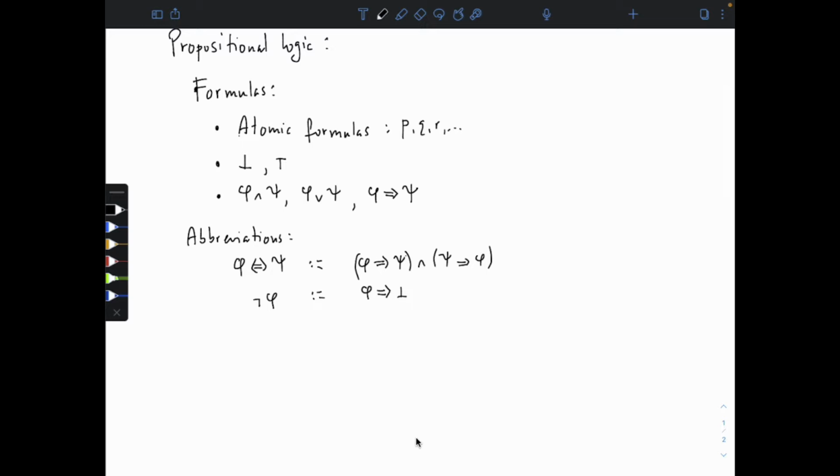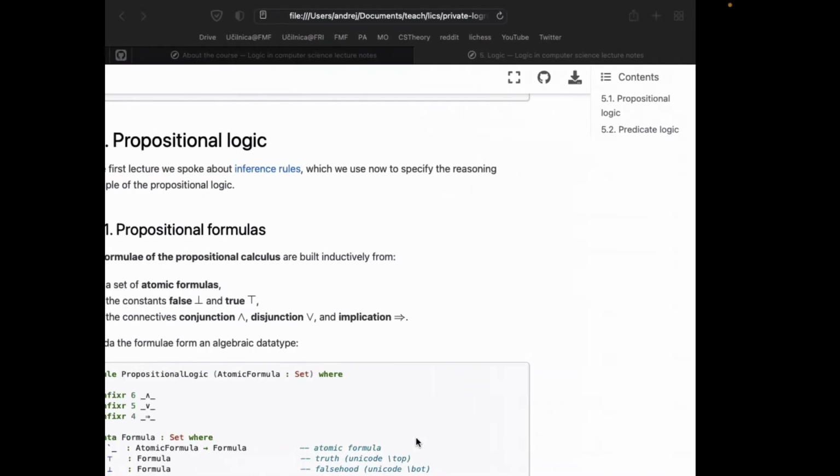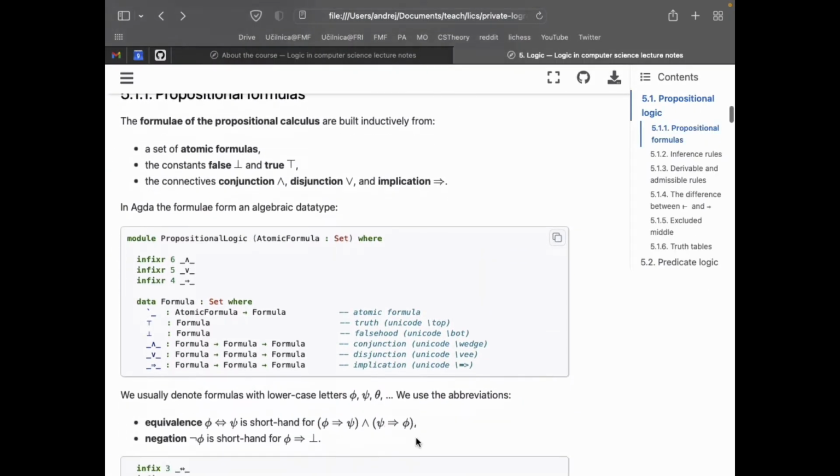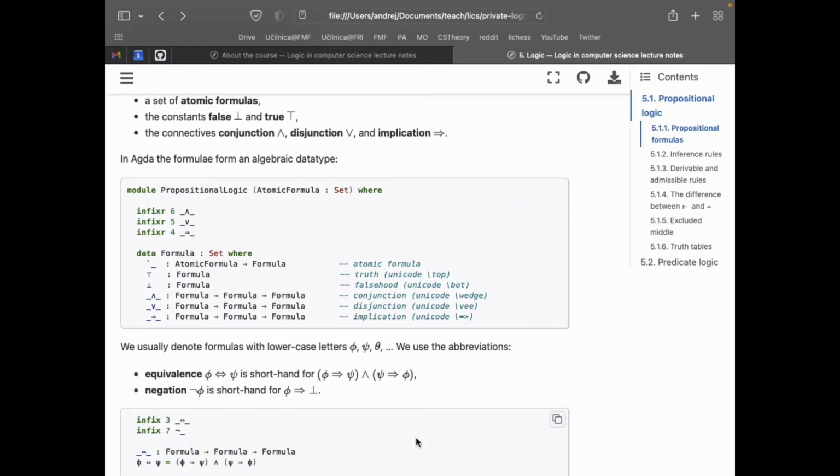The first step will be to describe the expressions that you can use in your programming language or the formulas that you can build. And this is precisely what I'm doing now. I'm first describing the syntax. Okay, so here we are. How are we going to set this up? We're going to have a module called Propositional Logic, and it takes a set of atomic formulas as a parameter.